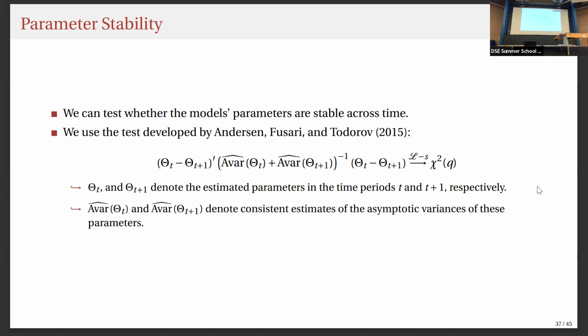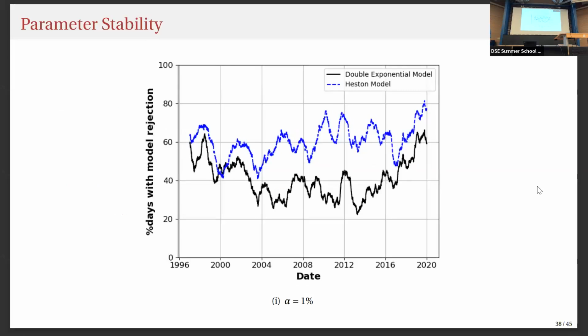The question is, can you do this at a reasonably high frequency? Until these techniques became available, at best what people would do is split the sample in half, estimate parameters in the first half and the second half, and maybe do a test between the two. Anything more frequent than that would be too expensive. But now, because we have this technique, you can do this as frequently as you want. Here is the number of days on which the model rejects the hypothesis that parameters are the same between two adjacent days. You can see, in the smoothed version we're plotting, non-trivial variation over time in how unstable the parameters are from one day to another.